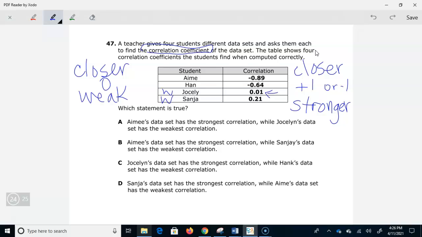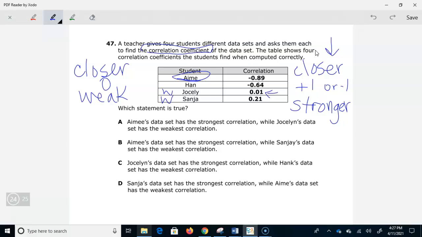Han is at -0.64. Just because it's negative does not mean it's not strong. Again, remember, the closer you are to -1 or +1, the stronger it is. So our strongest student's correlation here is Amy, because Amy is the closest to 1 whole. Even though it's negative, she is the closest to 1, with Jocelyn being the furthest away.